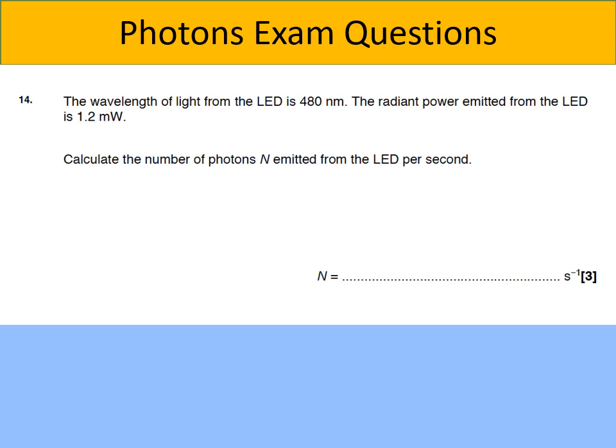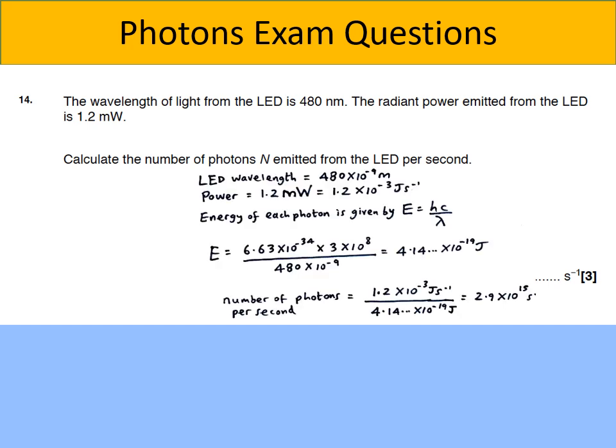So here we have question number 14, which is a 3-mark question. The wavelength of light from the LED is 480 nanometers. The radiant power emitted from the LED is 1.2 milliwatts. Calculate the number of photons N emitted from the LED every second. So we know that the LED has a wavelength of 480 times 10 to the power minus 9 meters. That's just converting the 480 nanometers into meters.